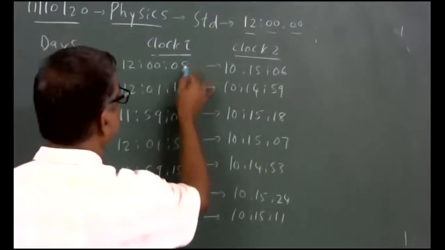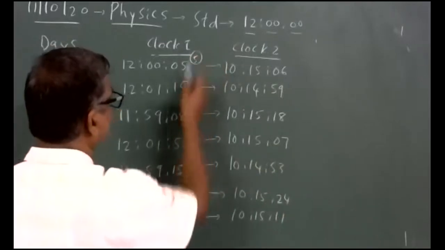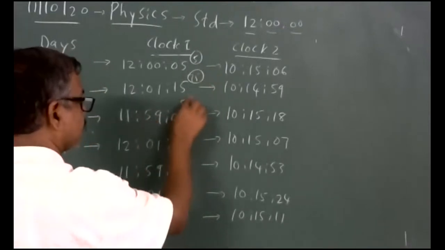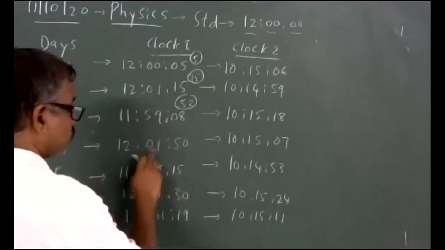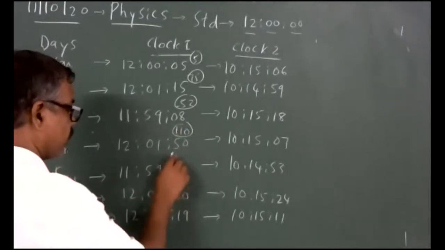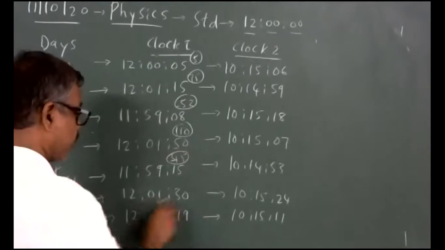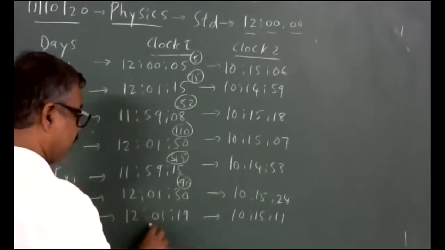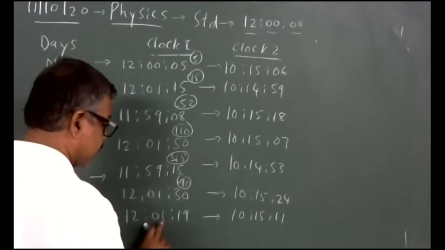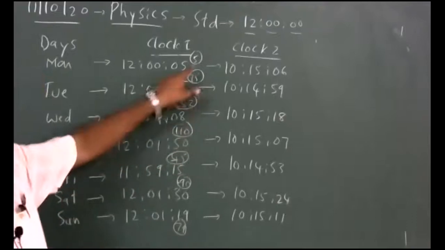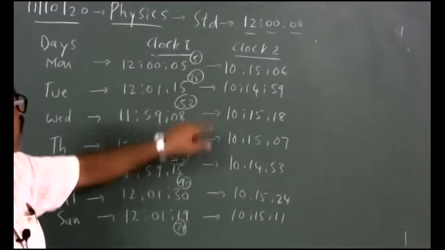What is the variation? You can write it inside a bracket: 5 seconds, here 75 seconds. Again here it is 52 seconds less. Now it is 1 minute 50 seconds, 110 seconds ahead. Again it is 45 seconds slow. Then 1 minute 30 seconds, 90 seconds, it is plus 90. Then again 1 minute 19 seconds, 60 plus 19. So the variations are plus 5, plus 75, minus 52.